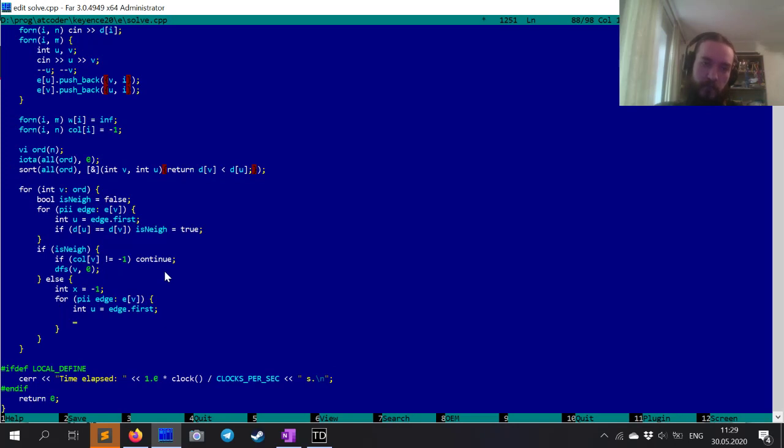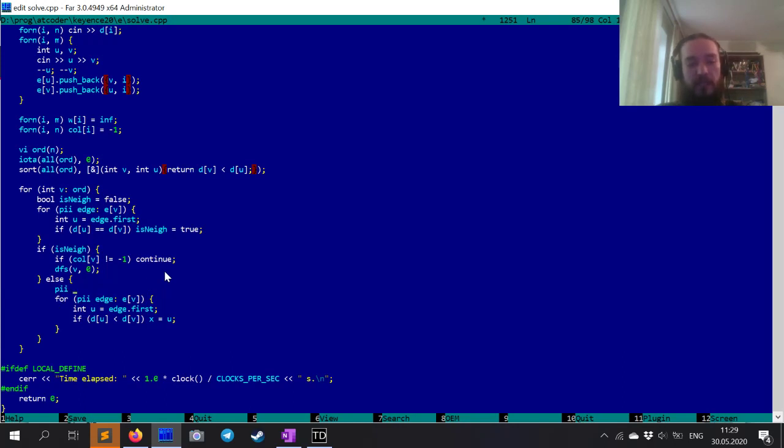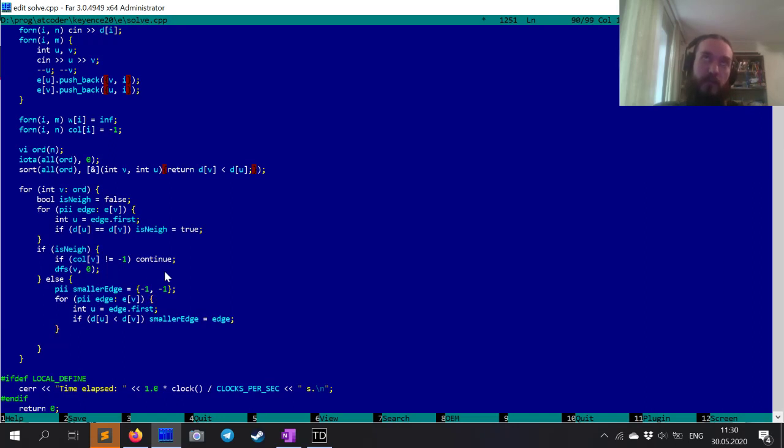Here, if d of u is less than d of v, then we just put x to be equal to u. As a matter of fact, let's just store the entire edge. Okay. So this is an edge that leads to a smaller neighbor. And initially it's -1. So smaller edge is just equal to edge. We don't care about which exact edge it's going to be, as long as it's smaller.